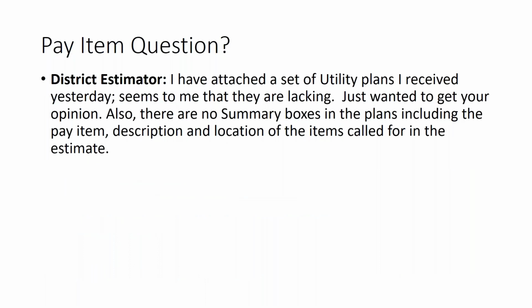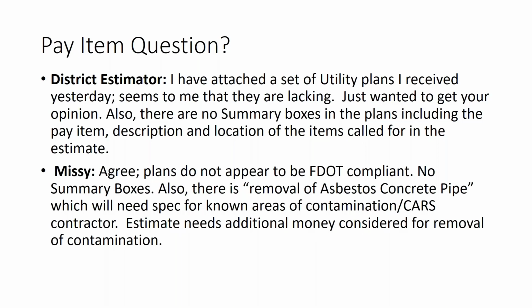I've had questions come up where somebody indicates they've attached a set of utility plans and they have concerns. They ask us for an opinion and we find out that there are no summary boxes in the plans. So I do agree with them. There are some concerns there and things that are non-compliant. But I also noted that there's removal of asbestos concrete pipe, which is another concern related to contamination and remediation of the contamination. So we find out that we do need this additional money to be encumbered for the removal of the contamination.